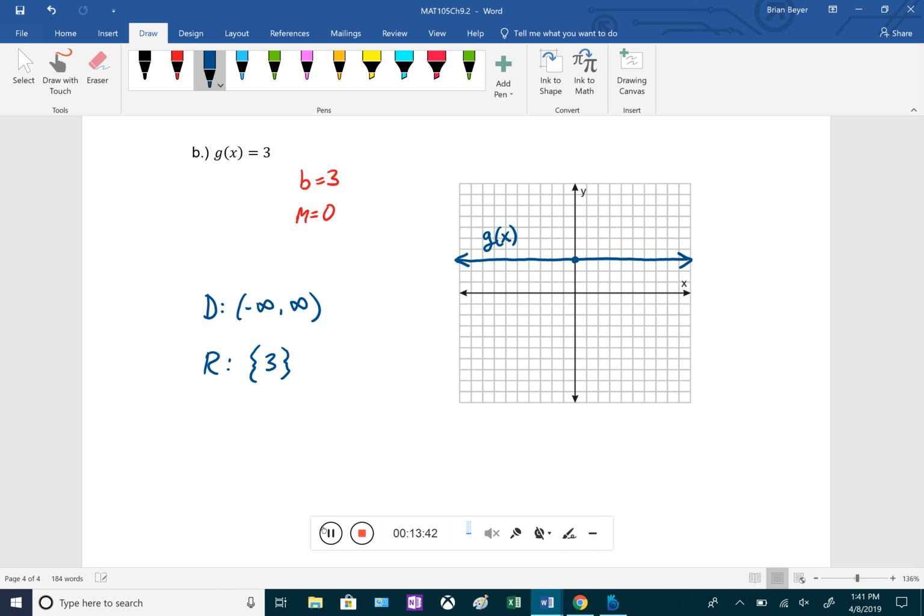Okay, so I only have these two examples for this because once again, we've already done these with just using a y instead of the function notation. But going forward, we'll be using the function notation. Okay, so that's it for this section.